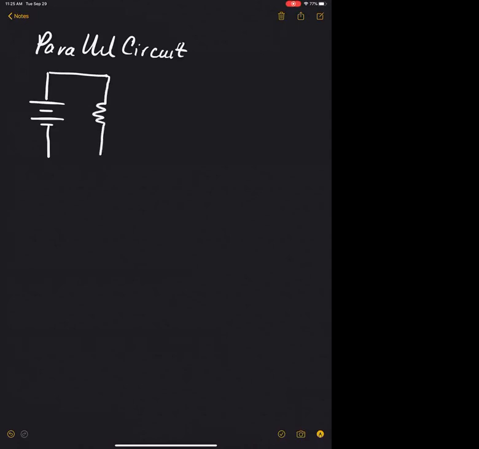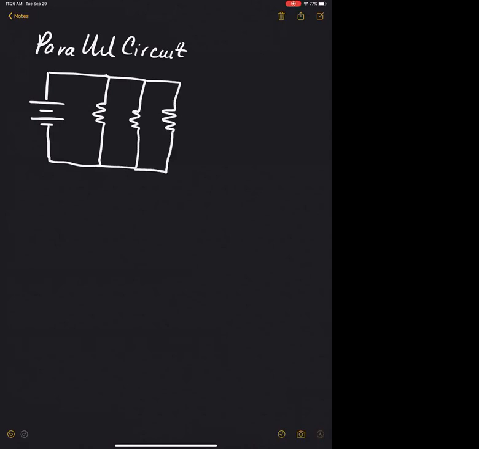So now, the way we draw parallel circuits, it looks a little bit more like this. So I've still got my same battery. But now the current has multiple paths it can take. So one way I can draw that is like this. So here's one resistor, or I can go on down and go to another resistor, or I can go on down and go to another resistor, like that.